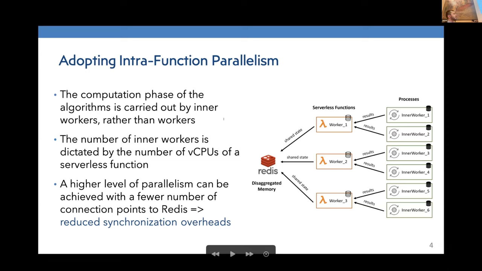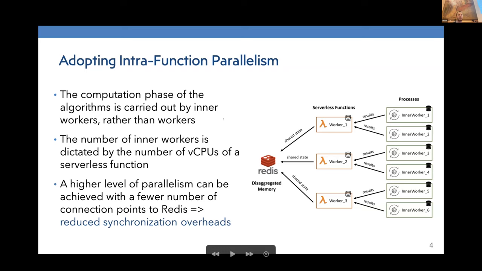Here we have the serverless functions that would be launched, and each serverless function, or each worker, would launch a number of inner workers. And the number of inner workers is dictated by how many virtual CPUs each serverless function has. And then the inner workers would perform the computation of the algorithm. For example, in logistic regression, they would compute some partial results related to the partial gradients. And then after the inner workers have finished running the computation, they will send the results back to the workers. And then the workers would aggregate the received results.